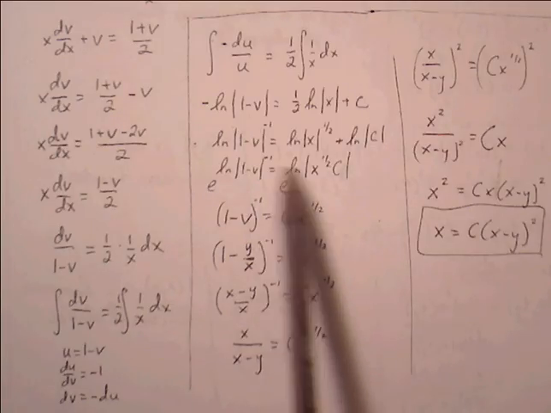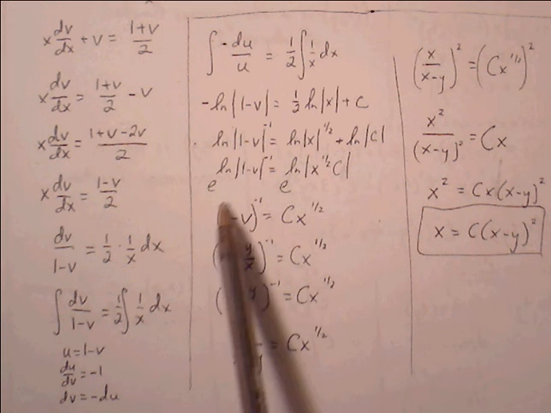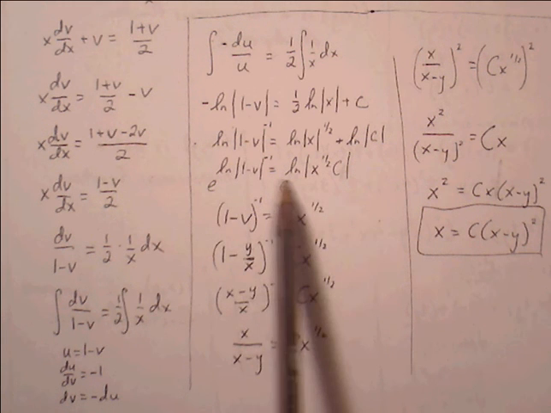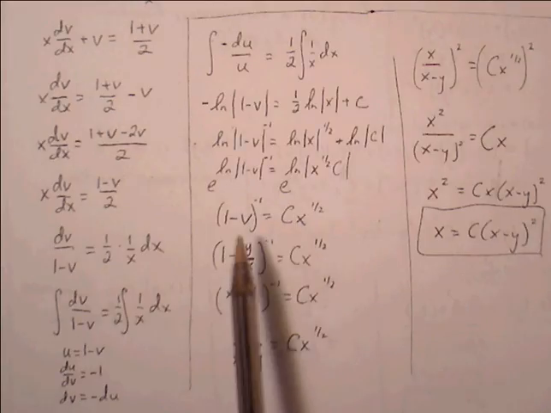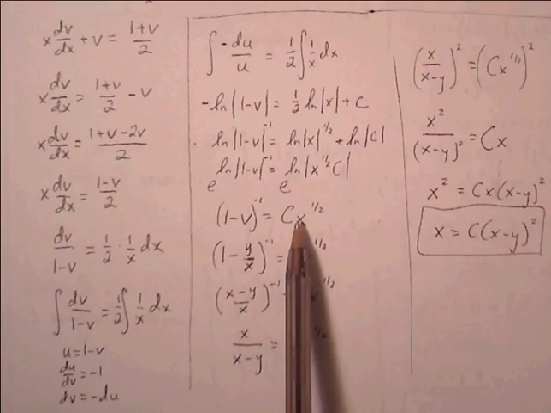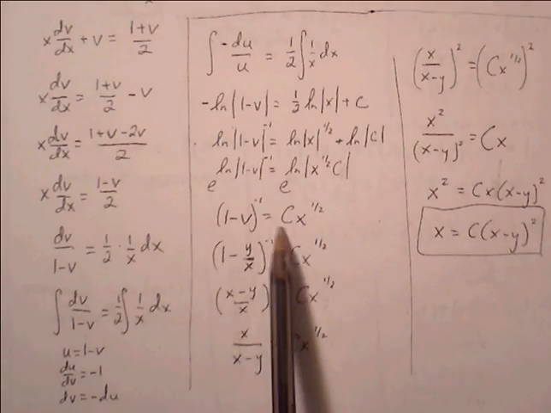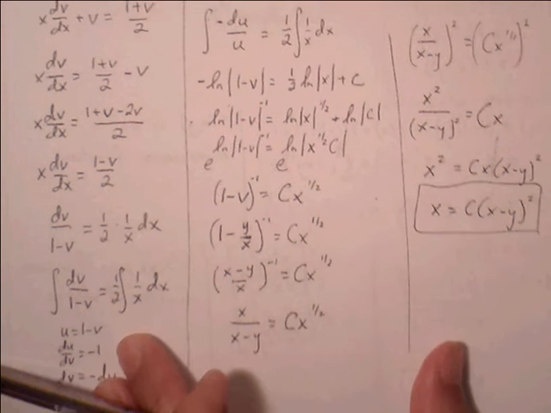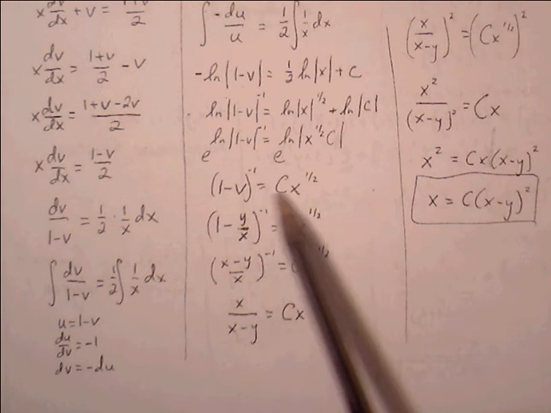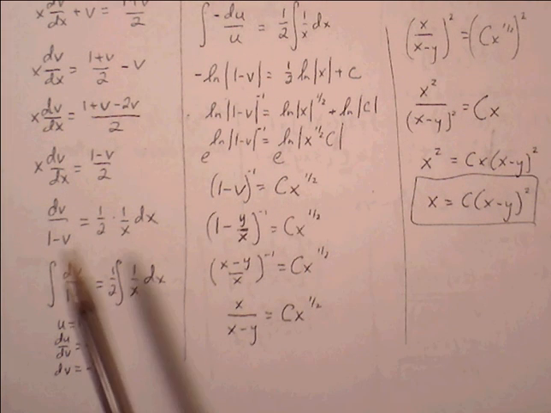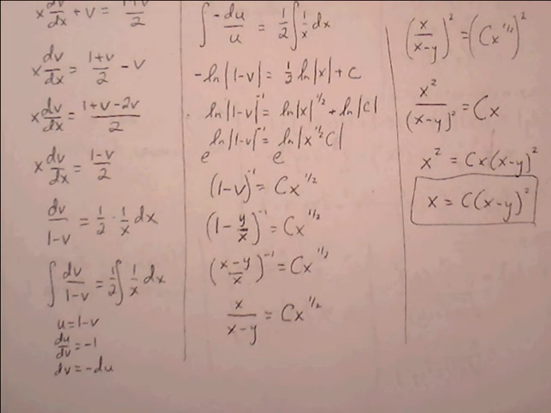So now we have two natural log expressions on either side. I'm going to raise both sides with base e, which will allow me to cancel out the natural log expression. I'm just left with 1 minus v to the -1 times x to the 1/2 times c. I just pulled the c out in front. All right, so now I've found the indefinite integral, and now it's just a matter of trying to solve for v and trying to get this in terms of x and y.